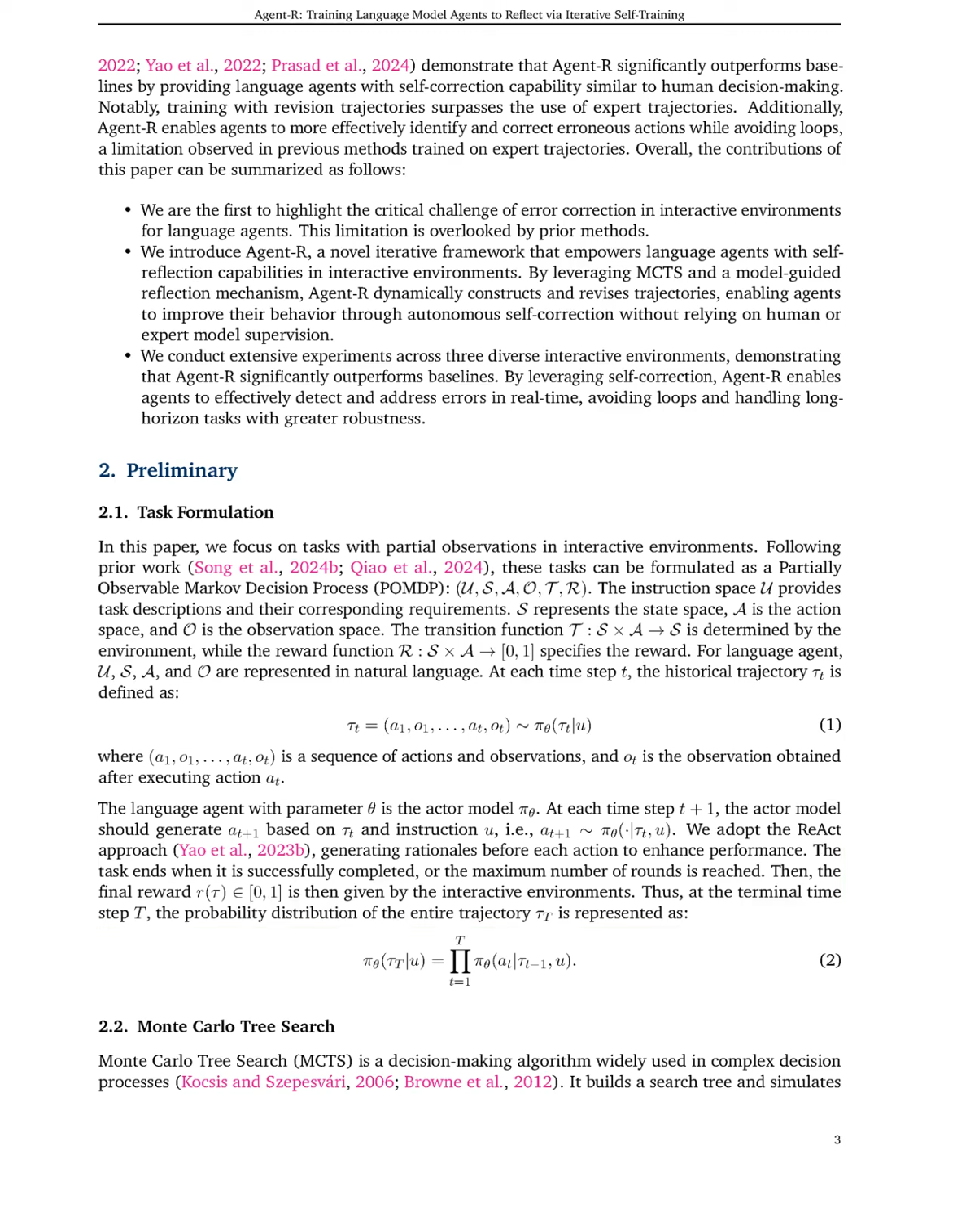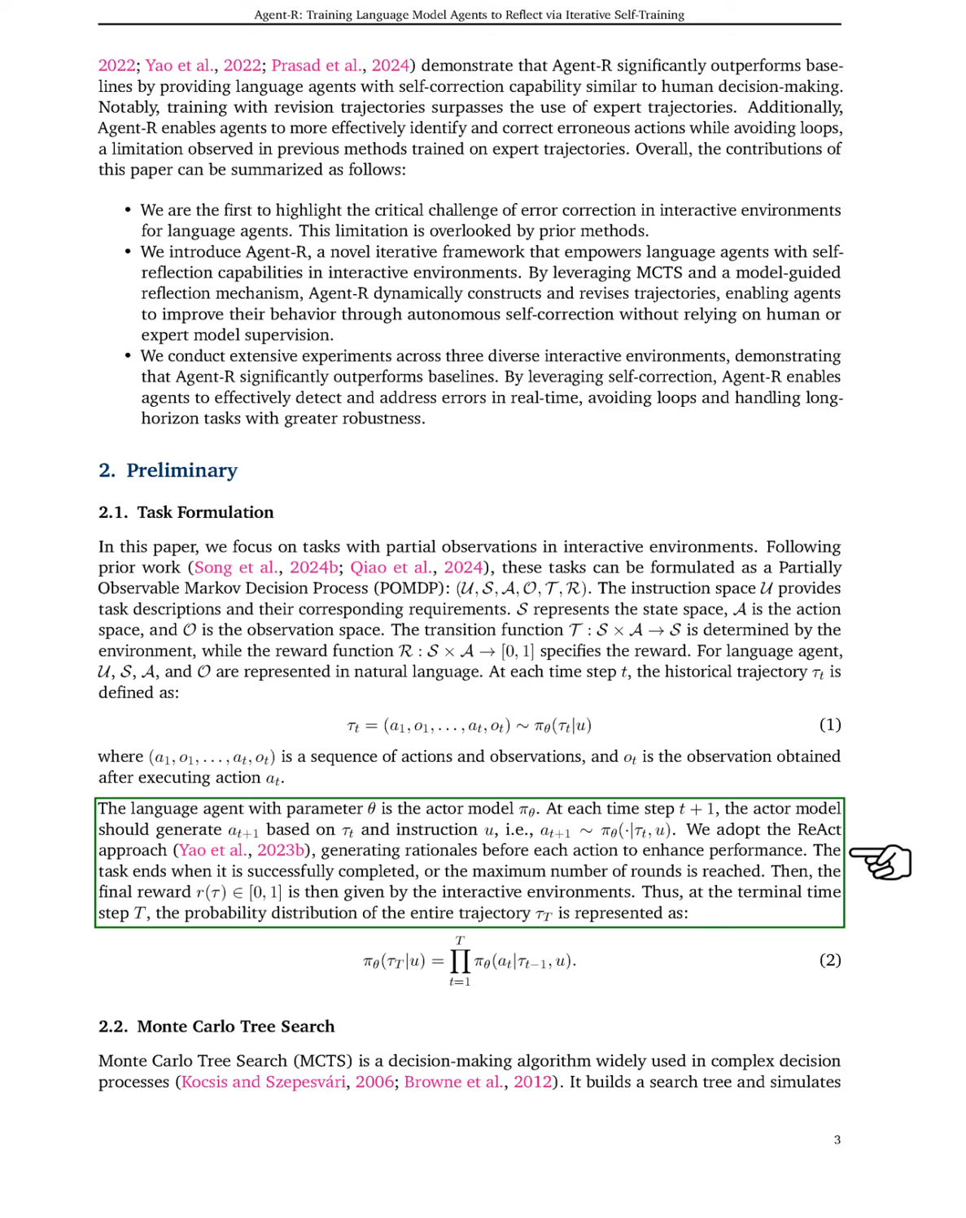Section Summary. In this section, we discuss the limitations of current LLM-based agents in interactive environments, particularly their inability to self-correct errors in real time due to reliance on expert trajectories. We introduce Agent R, a novel framework that enables dynamic error revision and self-reflection, significantly improving the agent's performance in complex decision-making tasks by allowing them to autonomously identify and correct mistakes as they occur.